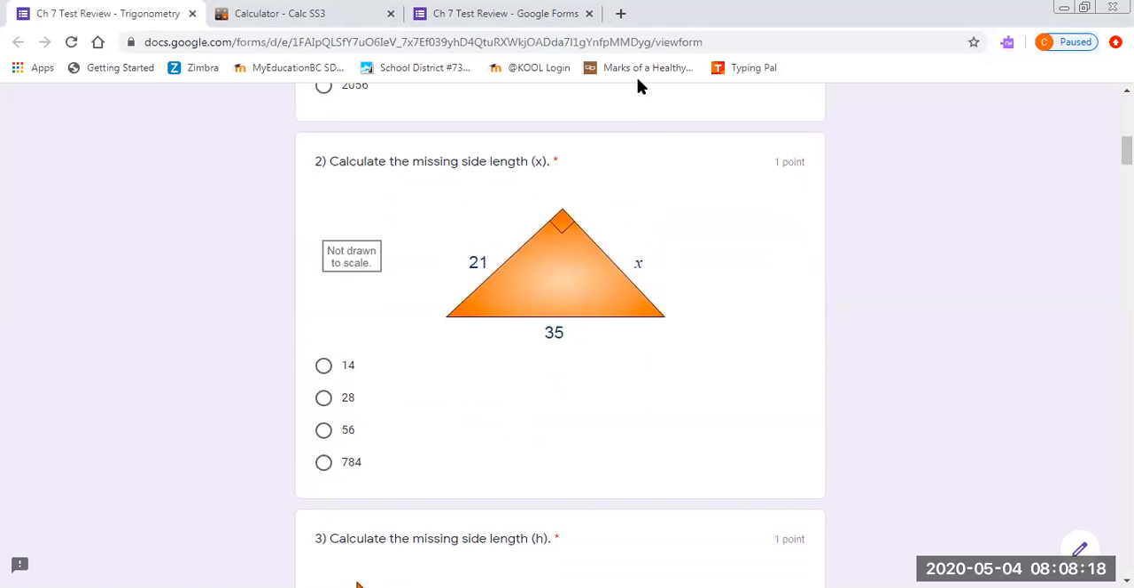Same idea with this question. This is once again a Pythagoras theorem question because we have 2 sides. And once again, we do know the hypotenuse. So we're going to have to take 35 squared, and subtract off the 21 squared to arrive at the x squared that we are looking for.